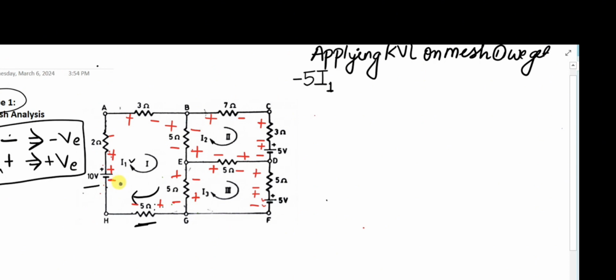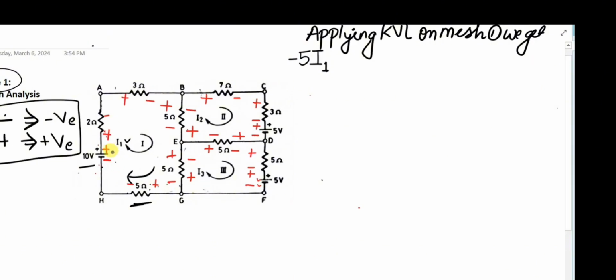Now notice the polarity or sign: it's minus to plus, so we'll write plus 10 volt. Then go to the 2 ohm resistor. It's again plus to minus, and positive to negative is negative, so minus 2I1. After that the 3 ohm: also minus 3I1. Then for the 5 ohm also minus 5I1.